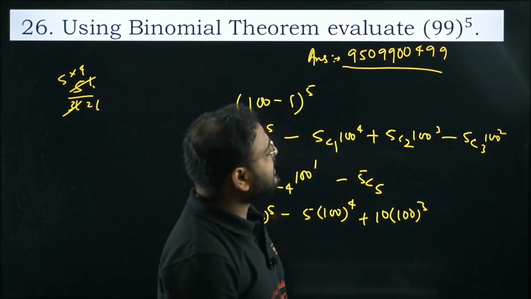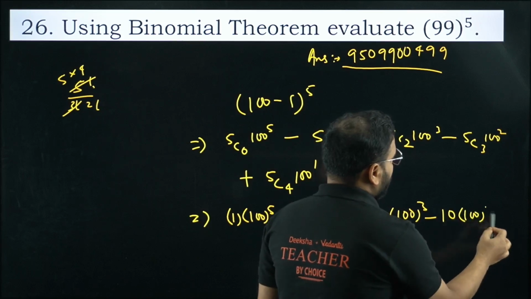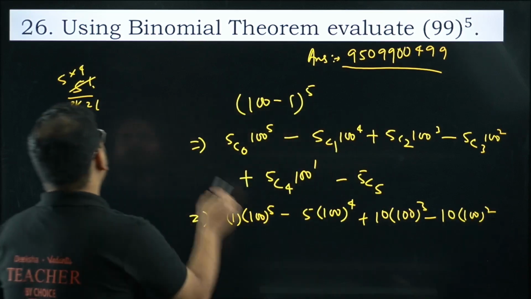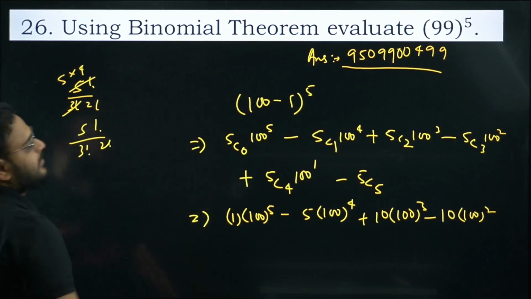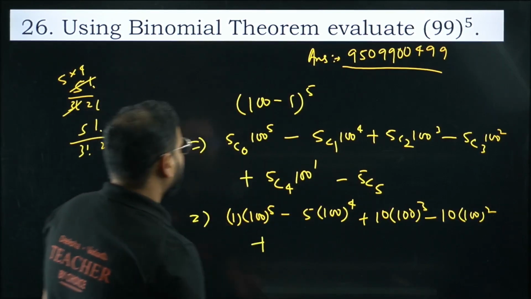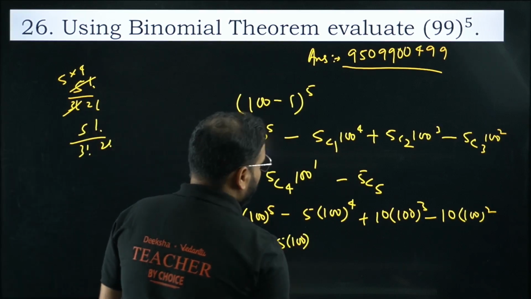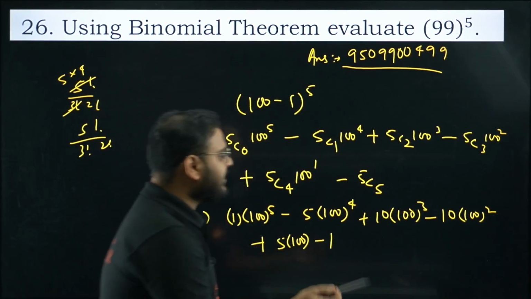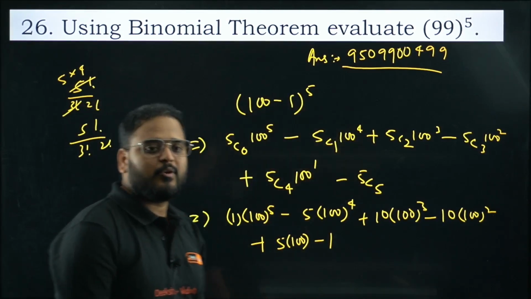So this will also be the same. 5C3 again will remain the same. Minus 10 times 100 square. Same thing, 5 factorial upon 3 factorial times 2 factorial. 5C4 will be 5 again. And I have minus 1. Please check. I think the answer should come as 95099000499.